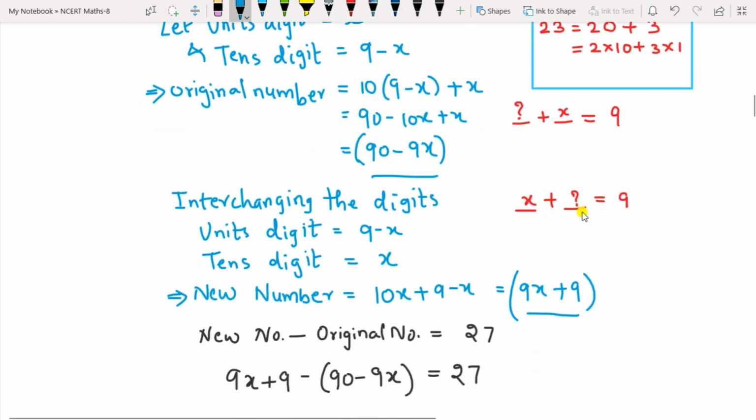So you can see here I have given an example. The new number becomes 10x, multiply the tens digit by 10, so 10x, and add the unit digit to it. So it is 9 minus x. Solve the equation, you get 9x plus 9. So this is the new number.